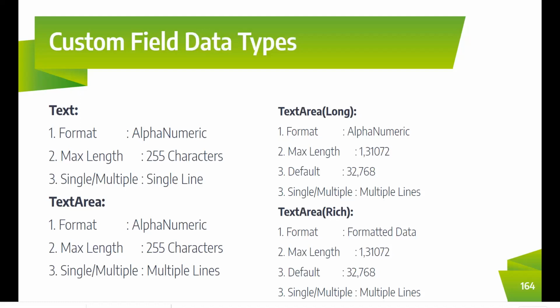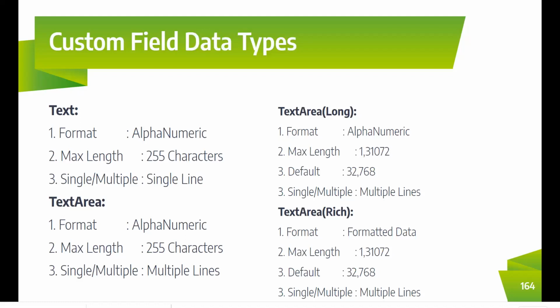Whereas coming to Text Area, right, the format is going to be alphanumeric. Maximum length is going to be 255 characters, and it is going to be multiple lines. Whereas coming to Text Area Long, right? It's going to be alphanumeric. Maximum length is going to be 131072. Default is going to be 32768.